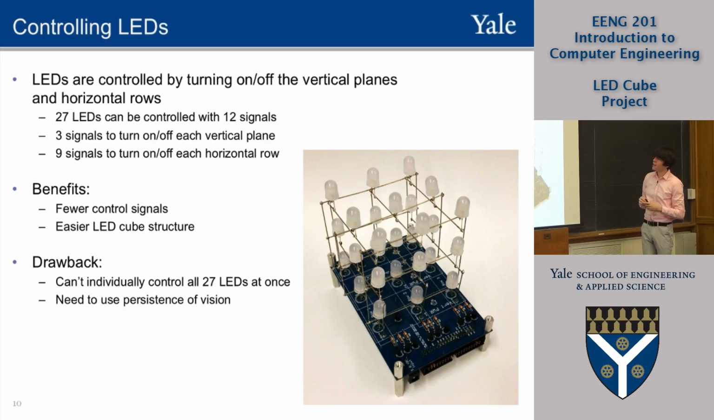The benefits of this design are that there are fewer control signals, and it's easier to build the LED cube structure. If you had separate control signals for each of the LEDs, you'd have to have dedicated ground and VDD wires going to each LED. Instead, we can spread these wires out, and there are fewer wires going around. Now, the drawback is that you can't individually control all 27 LEDs at once, and to display certain patterns on the cube, you need to use persistence of vision.